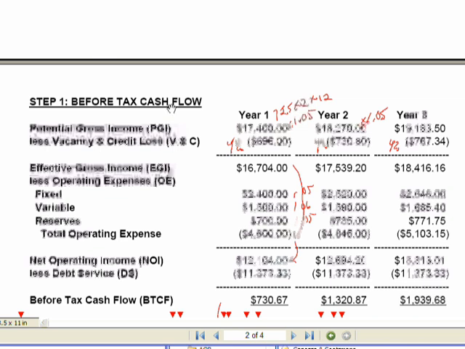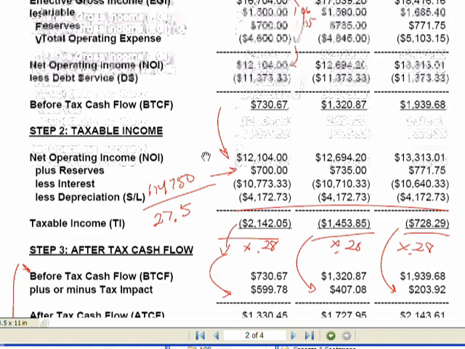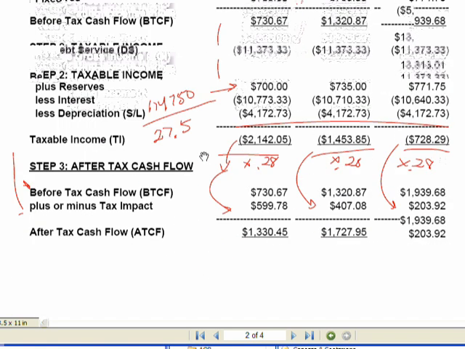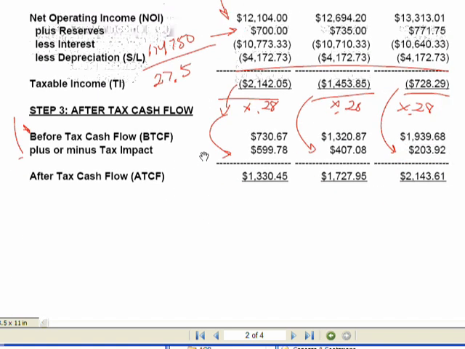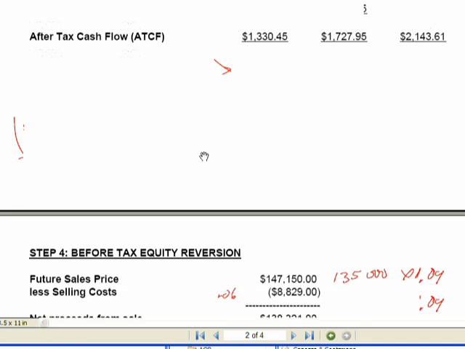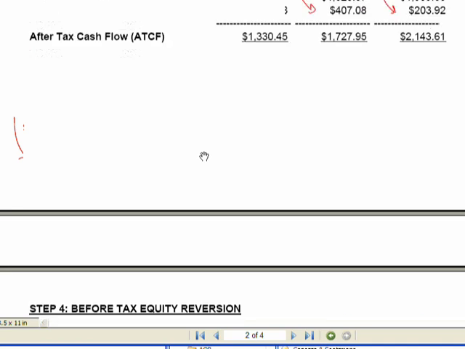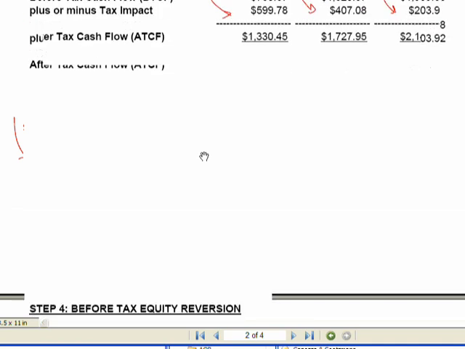Okay, we're going to go through step one, before tax cash flow. Now, the investment problem has 7 steps, and let me scroll through them very quickly here. I hope it shows up on the screen. But 1 is before tax cash flow, 2 is calculating taxable income, 3 is after tax cash flow. So the first 3 steps have to do with calculating cash flow, right?